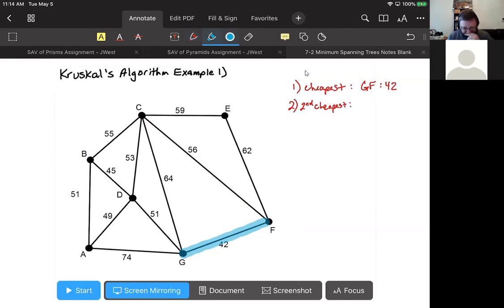Again, just take a second, look at the numbers that have not been picked yet. Again, we've already picked that one, so it doesn't need to be considered anymore. The next cheapest edge would be 45 from B to D. So we would select BD.